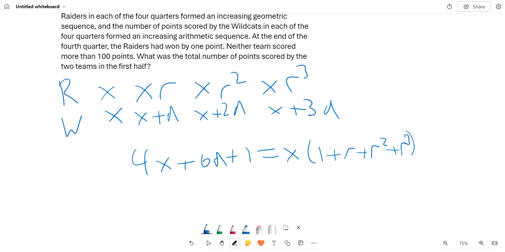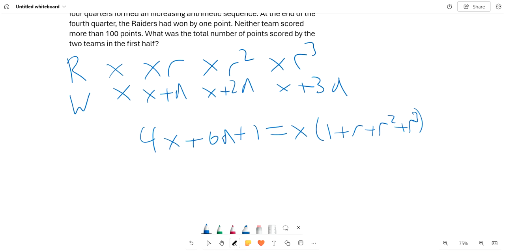So we know that r can't be 1 because the sequence has to be increasing. So r has to be 2 or greater. So we input 2 first because we're just guessing here. And we get 15x equals 4x plus 6d plus 1.